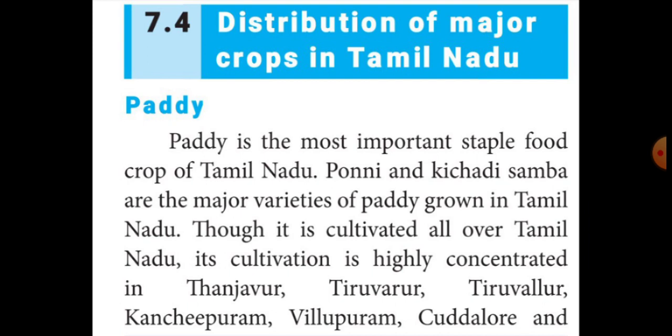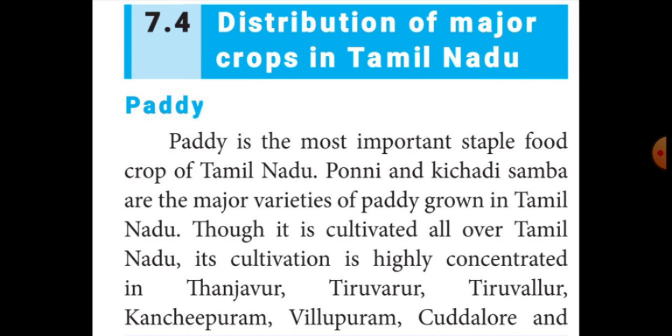Now I am going to explain some of the important crops cultivated in Tamil Nadu. The first one is paddy. Paddy is the most important staple food crop of Tamil Nadu. That means in Tamil Nadu, most of the people use paddy in their day-to-day life. Some varieties of paddy cultivated in Tamil Nadu are, for example, Ponni and Kichadi Samba. These are the major varieties of paddy grown in Tamil Nadu.